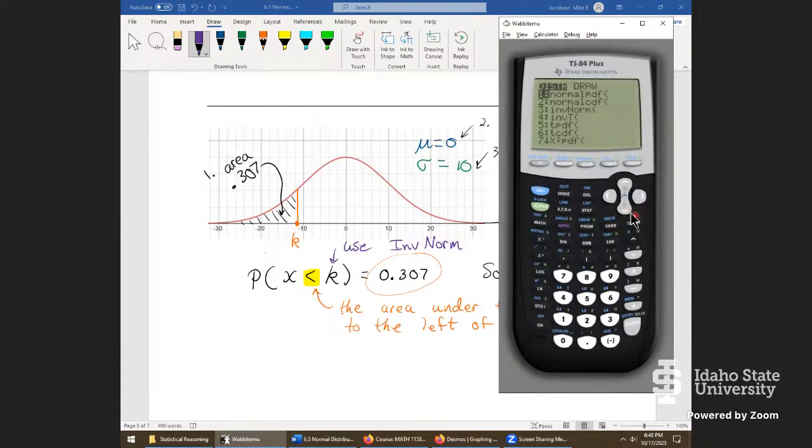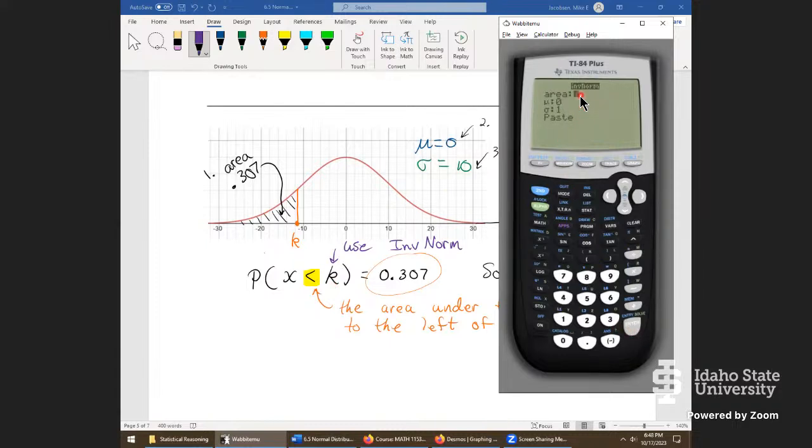Now, normal CDF does absolutely nothing for us. Normal PDF does nothing for us at all. That's just to graph the curve. That just tells us what the height of every point is. But inverse norm, that's the one that's going to give us the solution to K. It solves for K immediately. Hit enter on this option.